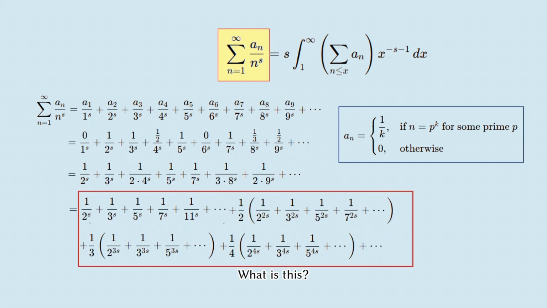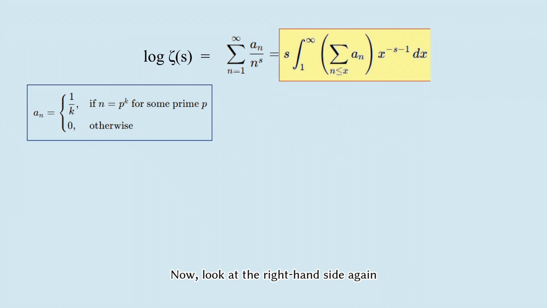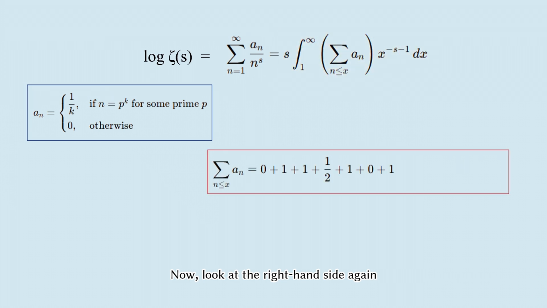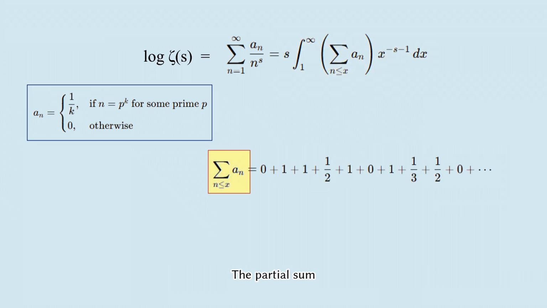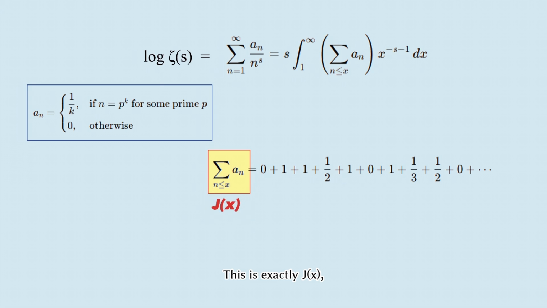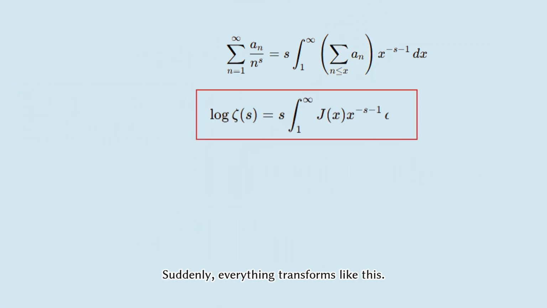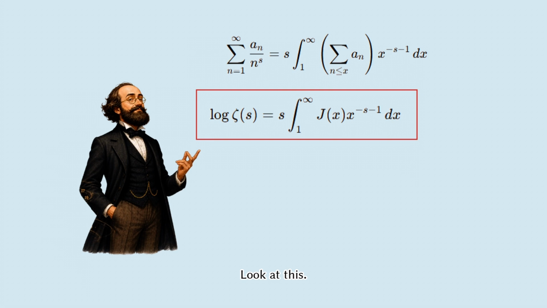What is this? This is log zeta of s. Now, look at the right-hand side again. The partial sum adds 1 for each prime and 1 over k for each prime power. This is exactly J(x), Riemann's prime-counting function. Suddenly, everything transforms like this. Look at this. This was the doorway to the second leap.